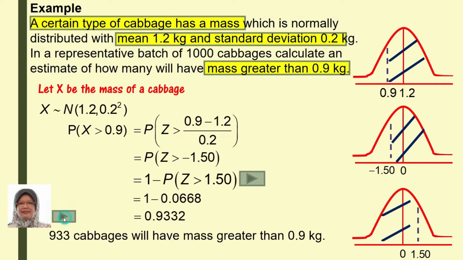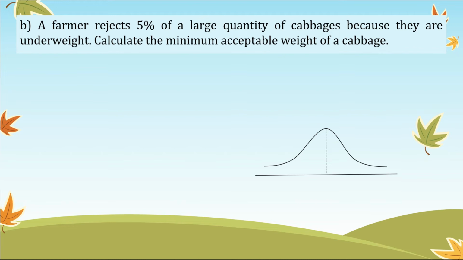0.9 kg. For B, a farmer rejects 5% of a large quantity of cabbage because they are underweight. Calculate the minimum acceptable weight of cabbage.